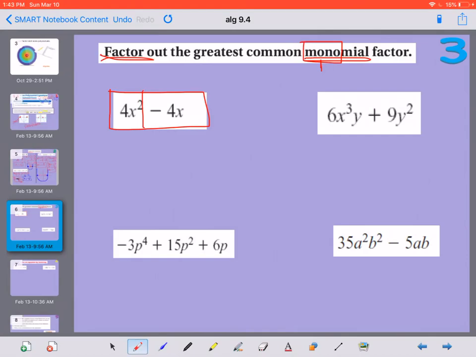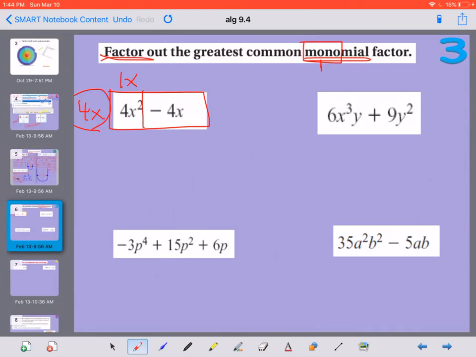Now if we factor out the greatest common monomial factor, I'm looking for what's common between these. I see that they both have a 4, and I see that they both have an x. So this is the greatest common monomial factor. Now if we were trying to figure out what they multiplied by, I see that they have a 4. What I would multiply 4 by to get 4 would be 1. And then they already have an x, but here I see x squared, so they must have had another x.